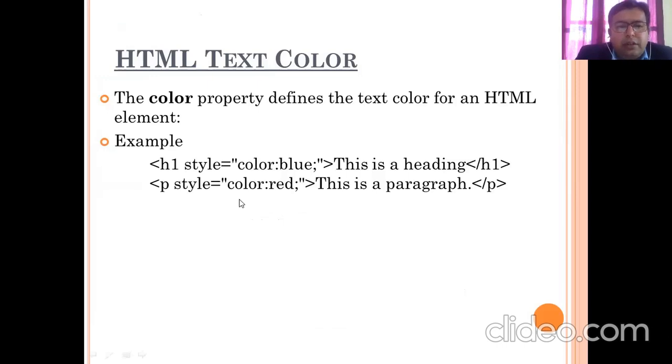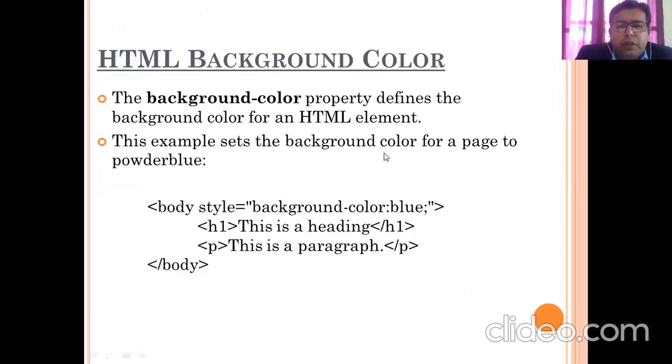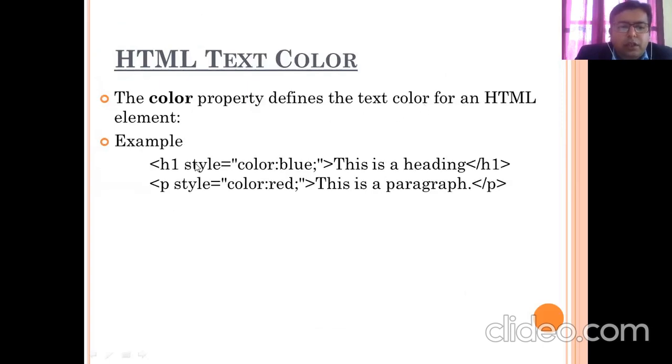Similarly, for the text color, the color property defines the text color. The previous one was for the background color; this is for the text color. Inside that, again, H1 style, color blue, and semicolon, simple. This is a heading, and after the paragraph we are giving a style, that is red. So the first line will be printed in a blue color and the second in a different color, with this message: this is a heading and this is a paragraph.